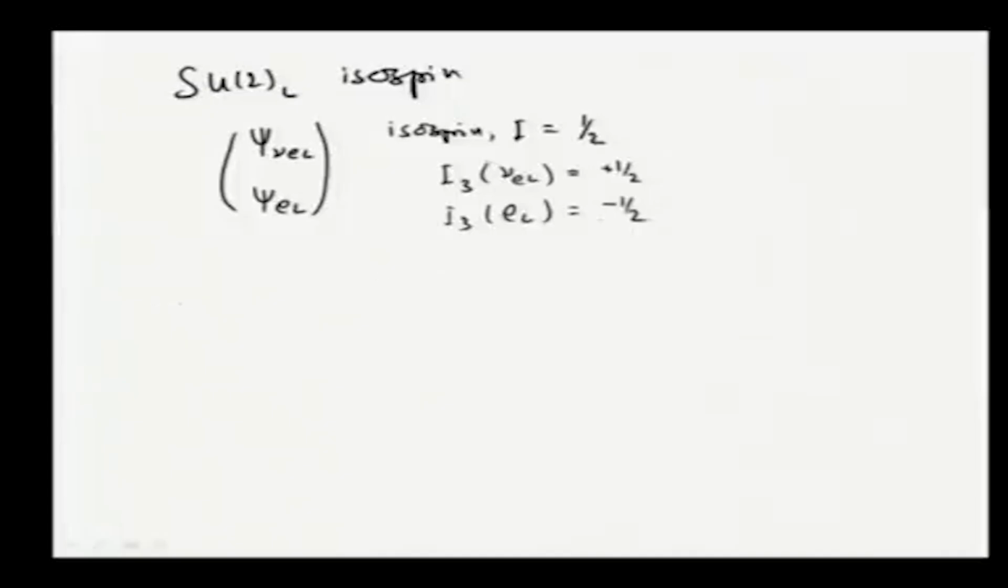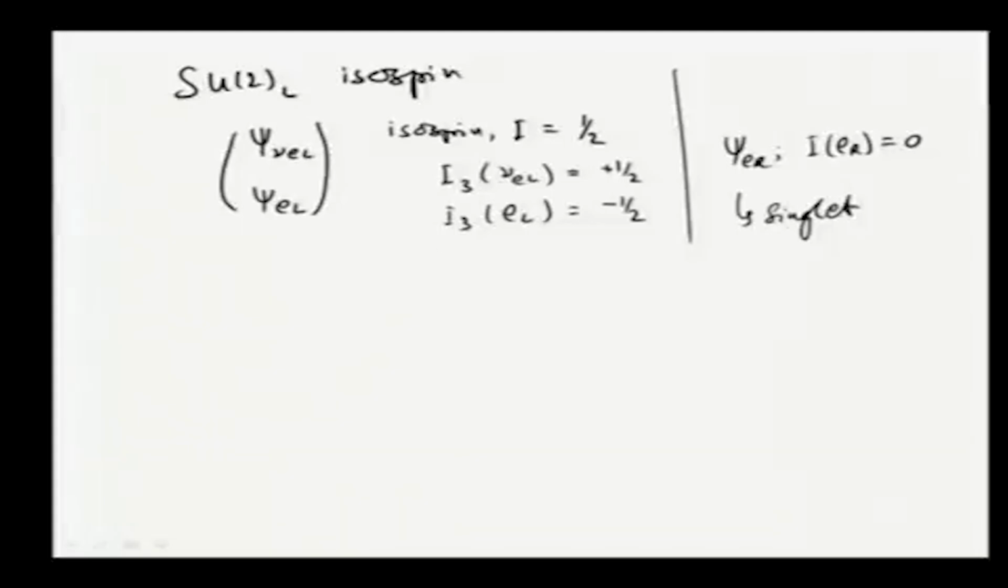Whereas, when we consider psi e R, we have a singlet, and the isospin of e R is equal to 0, and the isospin third component is also equal to 0. That is why we call this a singlet under SU(2)_L.